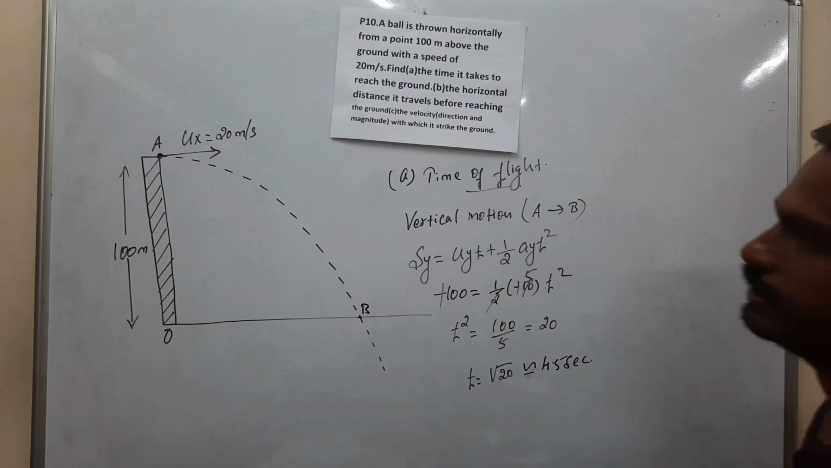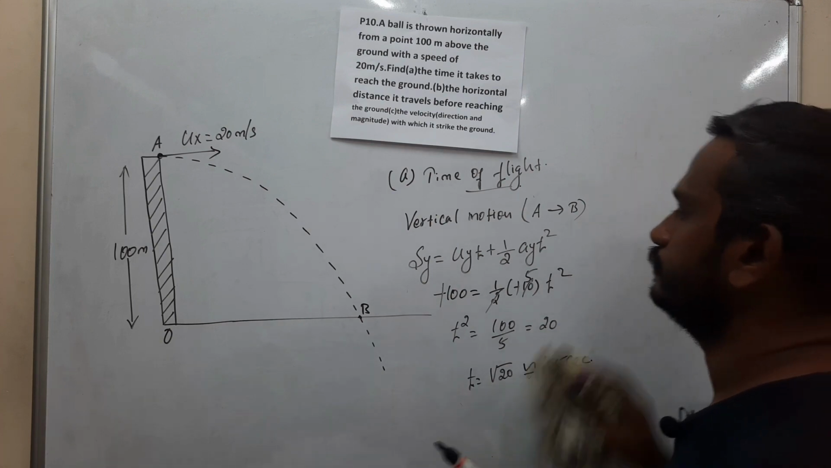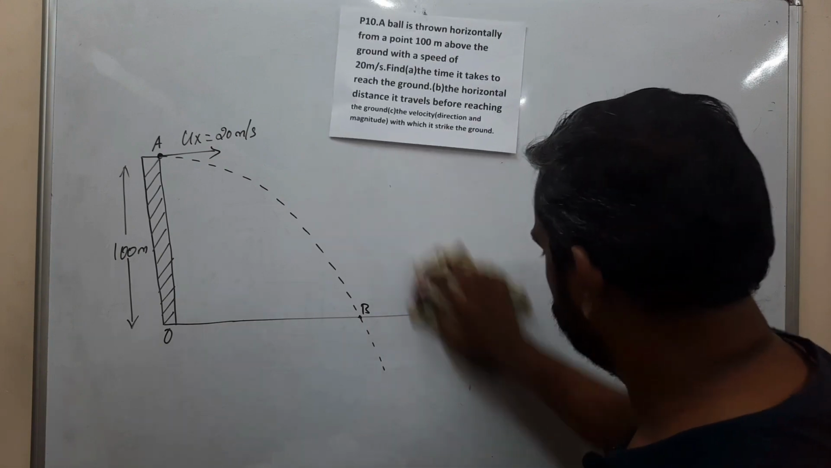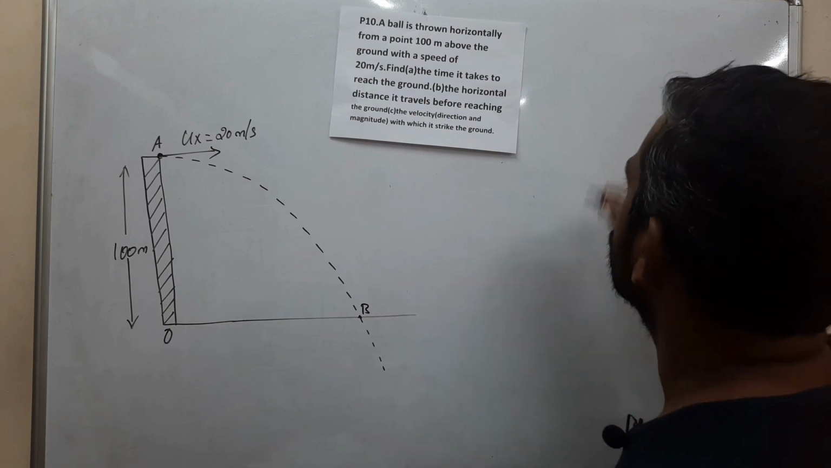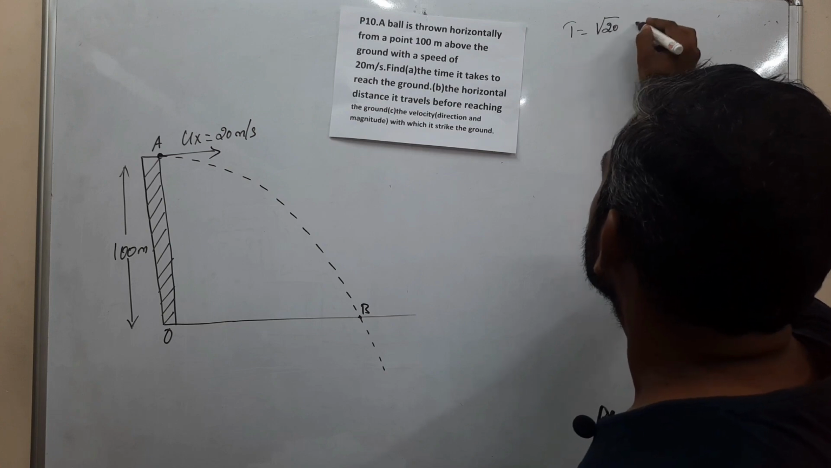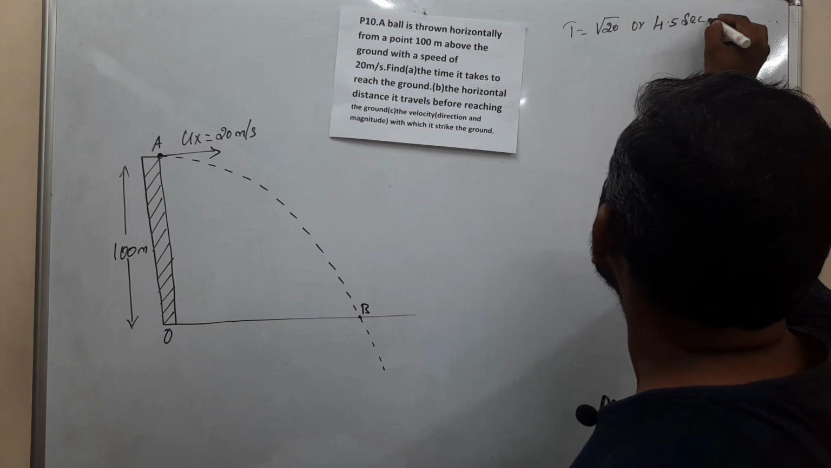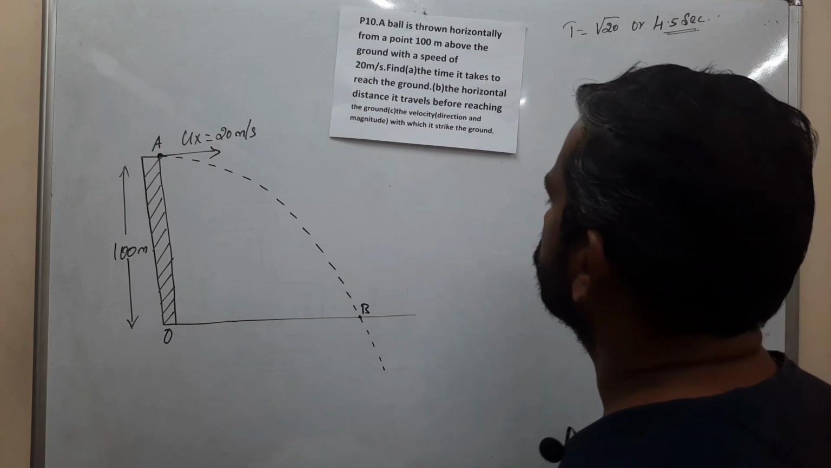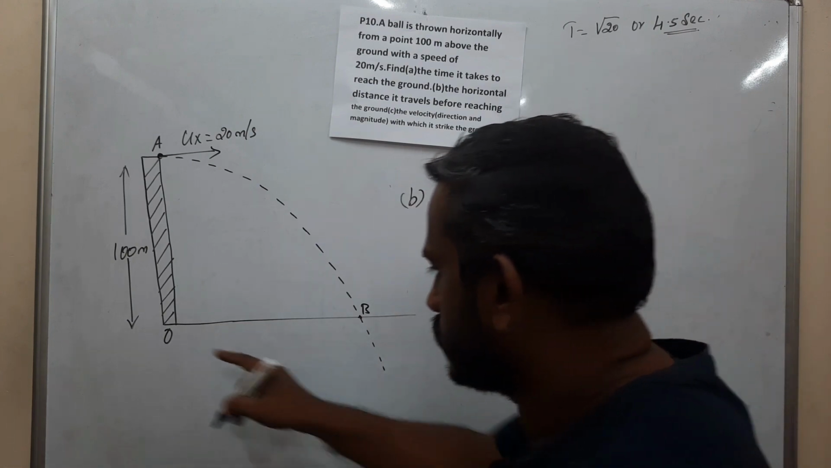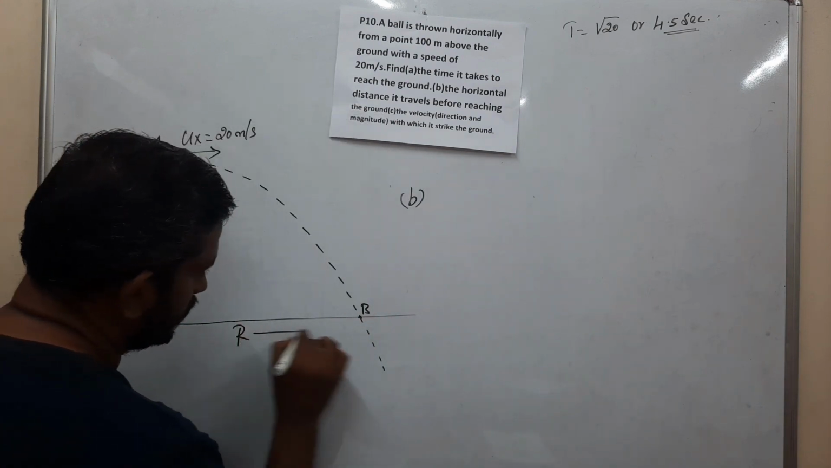Okay, so the second part. B, the horizontal distance it travels before reaching the ground. So t is equal to root of 20 or that is 4.5 seconds. Okay. So B, the horizontal distance means that is the horizontal range.